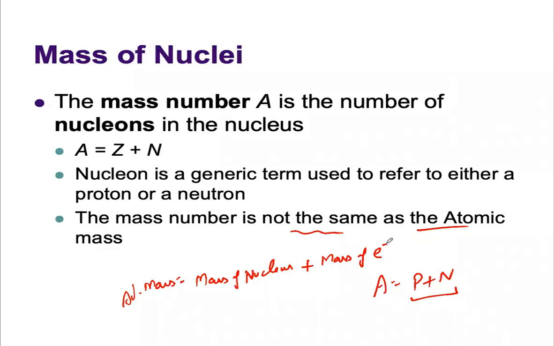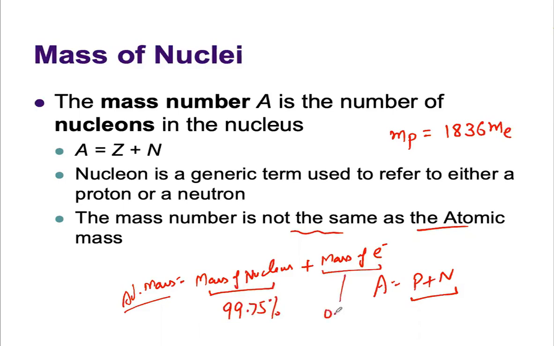Now in this case, the mass of electron is very less as compared to the mass of proton. If you check, the mass of proton is around 1836 times larger than the mass of electron. So in atomic masses, 99.75% is due to the nuclear mass, while 0.25% is due to the electronic mass.